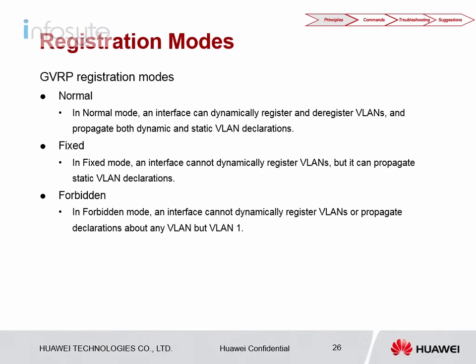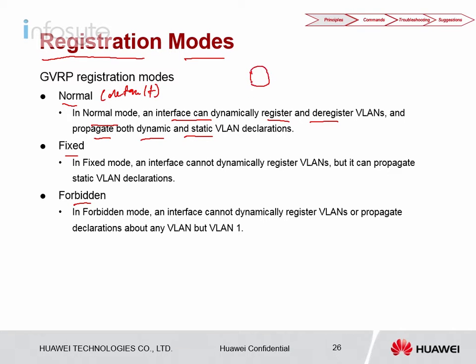Alright, so next we are going to look into the GVRP registration mode. In GVRP we have 3 modes: normal, fixed, and forbidden. Now under normal circumstances, this is the default mode. The normal mode is the default. In normal mode, an interface can dynamically register and deregister VLAN, and propagate both dynamic and static VLAN declarations.